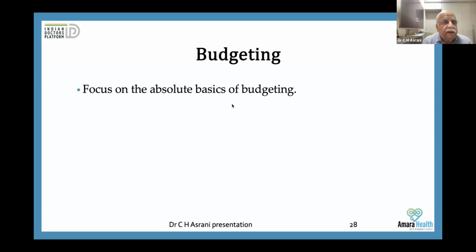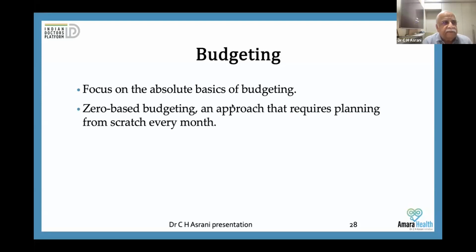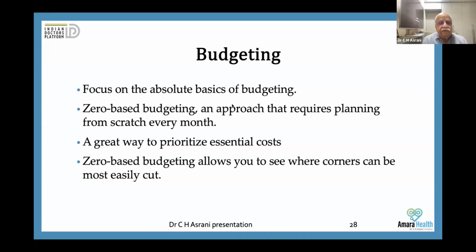Budget. How do we start budgeting, our colleagues who are in private practice? Zero-based budgeting, an approach that requires planning from scratch every month. First of every month, I decide all that money I saved last month will not be used for expenses this month. I have to earn from day one to spend money. It's a great way to prioritize essential cost, because in the first week, you have to pay salaries. Do it from the income of that month only. Zero-based budgeting, I start with a zero first of every month, allows you to see where you can save some money.